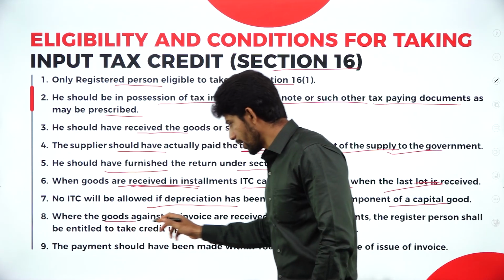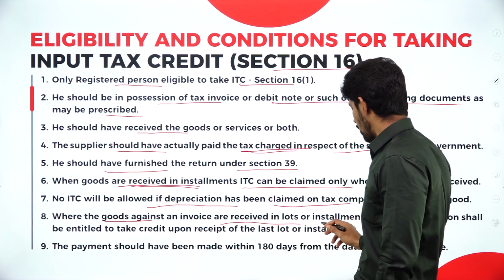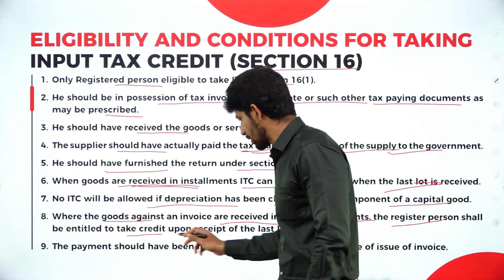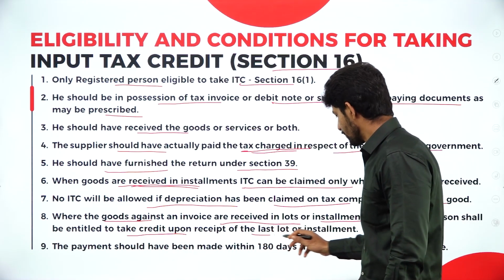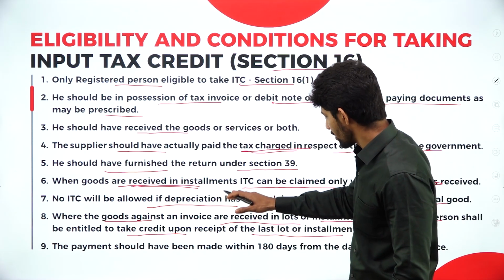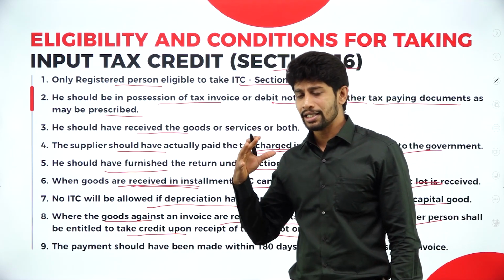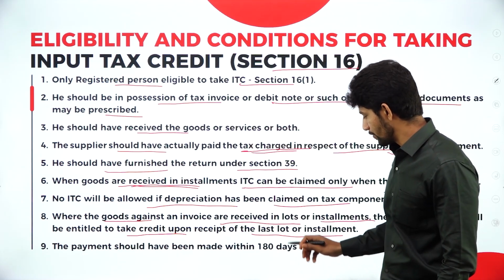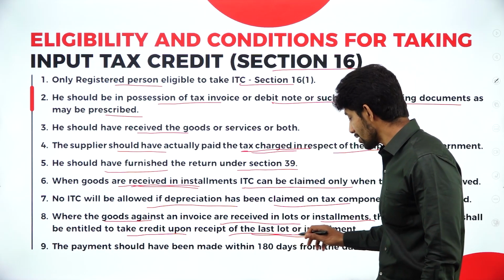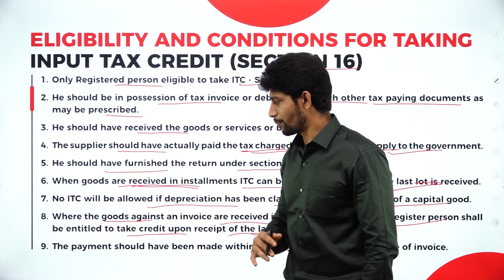Next, where the goods against an invoice are received in lots or installments, the registered person shall be entitled to take credit upon receipt of the last lot or installment. Again, if you are purchasing goods or services in lots or installments, you can claim the ITC only after receiving the last lot or the last installment of goods. The same as the sixth point.